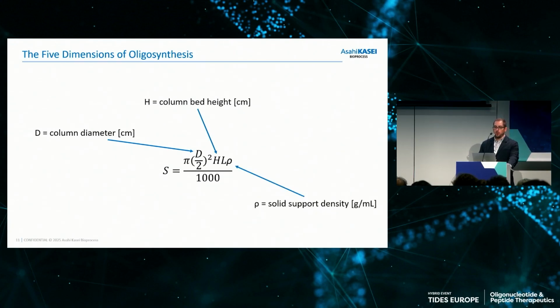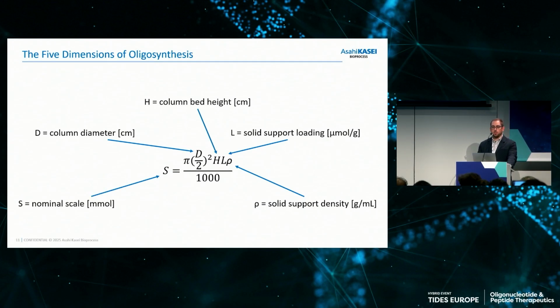Next, we have the solid support. The solid support gives us the solid support density, which is an attribute of it, and then also how much product we're going to load. So what is the loading of that solid support? And each solid support has a particular capacity, but that specific value is going to enter into this formula here, and together that's going to give us our synthesis scale in millimole.